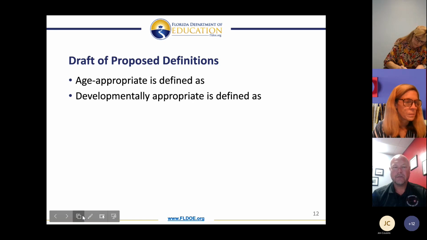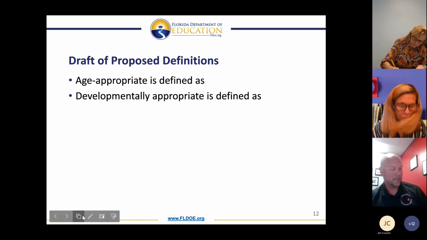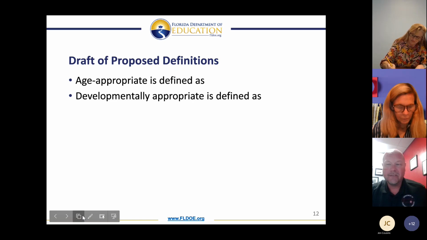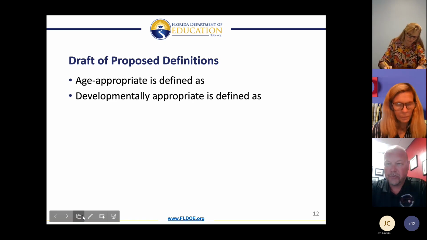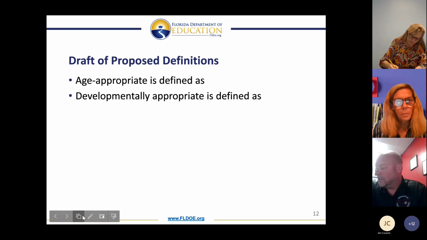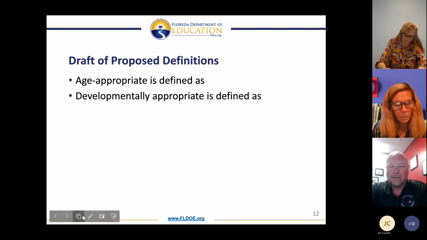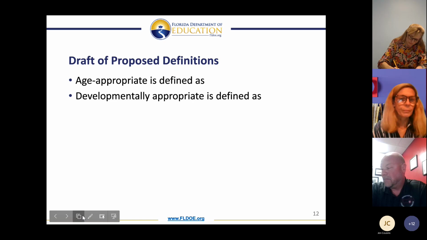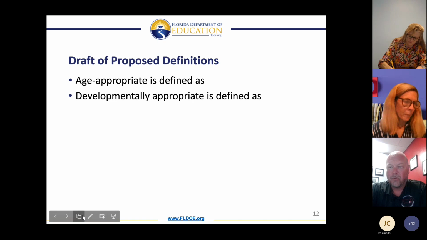When trying to develop a definition for age and developmentally appropriate, it can be subjective, especially depending on the area that you live in. So I was curious to talk with some of the larger districts here just to get their input, to see if anyone was able to come up with a basic definition for this, something that is, I guess, generally accepted across the board.